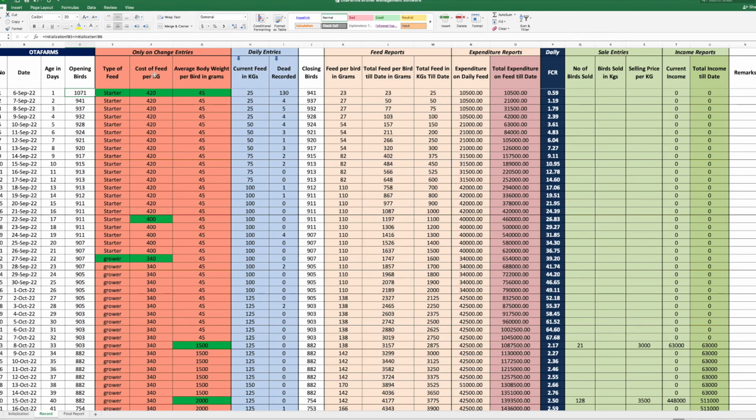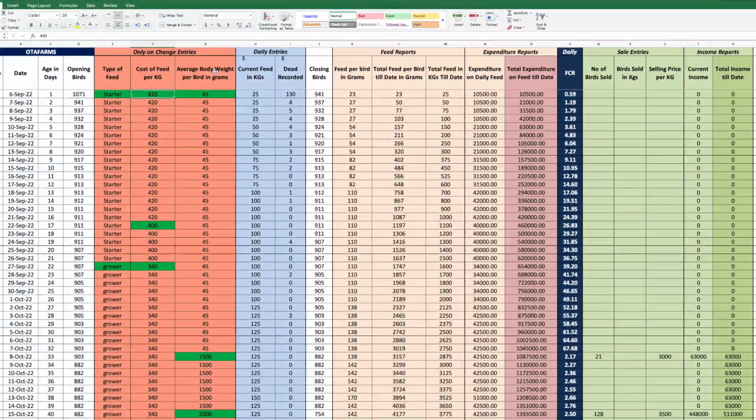You also want to capture the cost of feed per kilogram. Our starter feed, 1 kg of starter feed costs us 420. That's about 90 cents. So 1 kg of starter feed costs us about 420 francs CFA, which is approximately 90 cents. And again, this is very, very important.